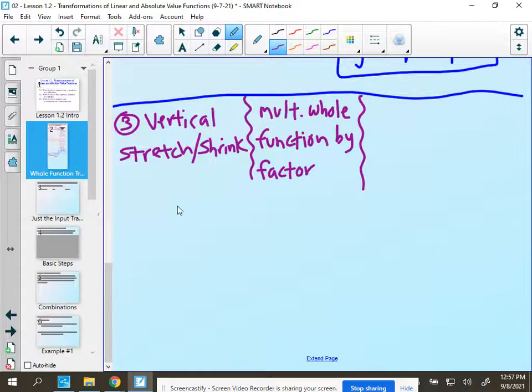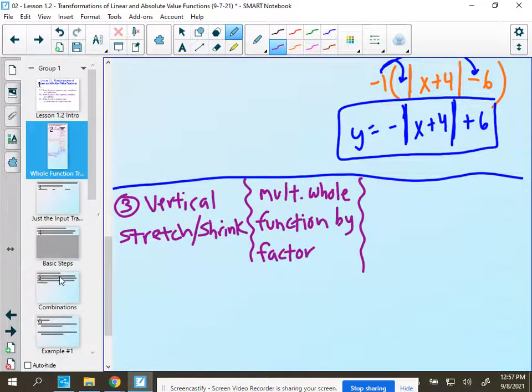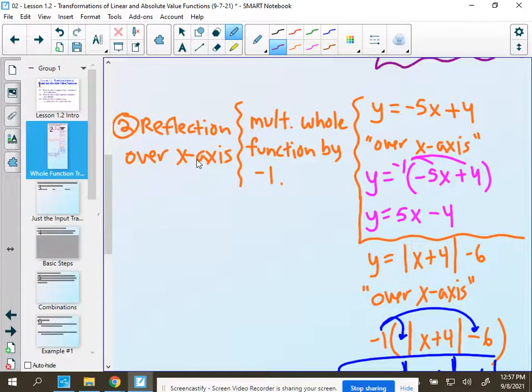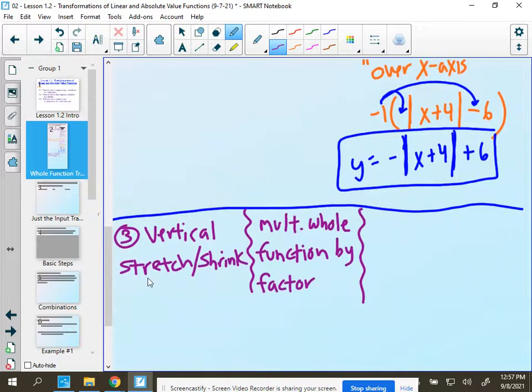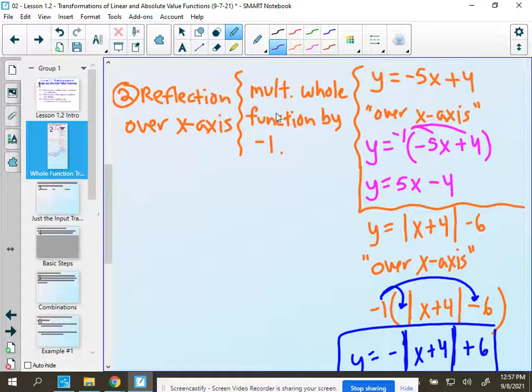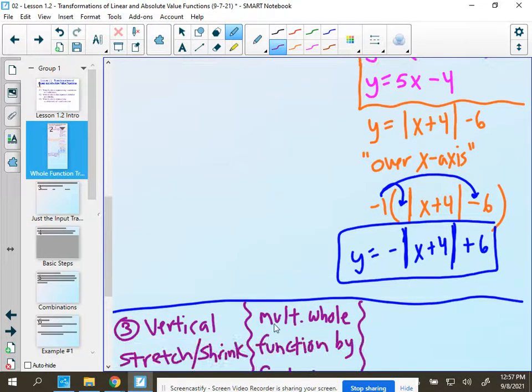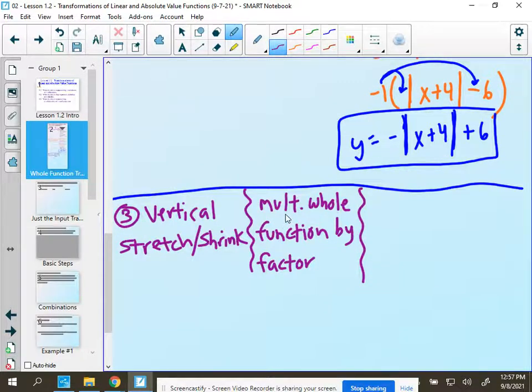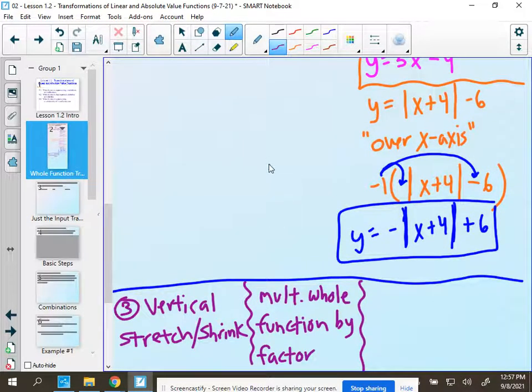These last two can be used together, so we'll get to the combination stuff here in a second. But if you're ever asked to reflect over the x-axis and stretch something by a factor of 5, we can do those together because they follow the same rule. Multiplying by negative 1 first, and then multiplying everything by 5, we get the same result as if we multiplied everything by negative 5. Does that make sense? They go hand in hand.